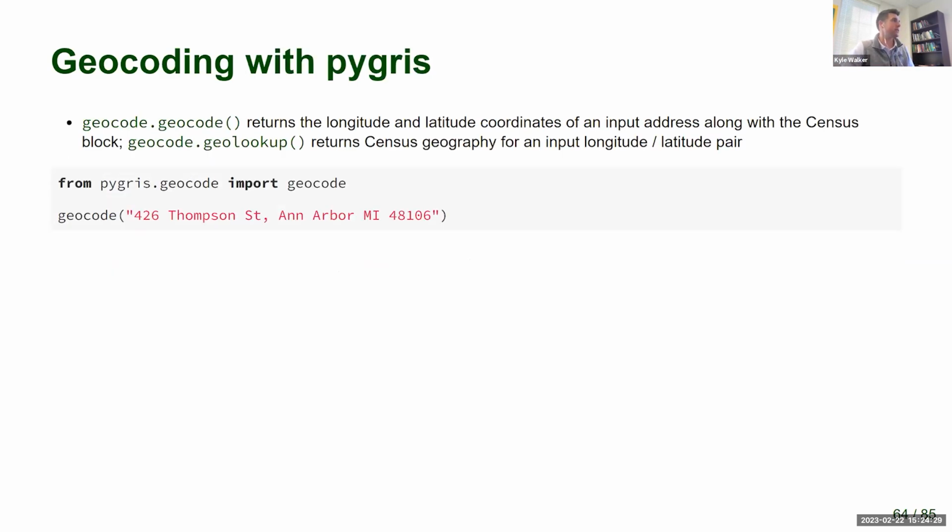So let's take a look at how it works. The geocode module has a few functions in it that you can use. The geocode function gives you the longitude and latitude coordinates of an input census address and the census block of the address, which is pretty great. So you can parse the census block to get block group and then census tract and county if you want. I also connect to the geolookup service, and the geolookup means you can put in a longitude and latitude and it'll give you back the census block or other census information.